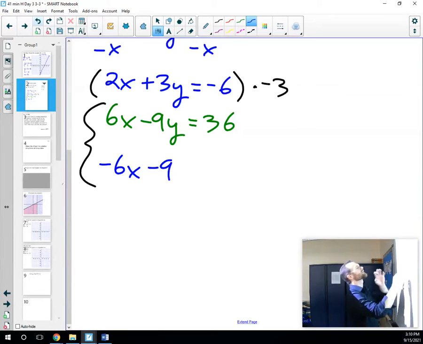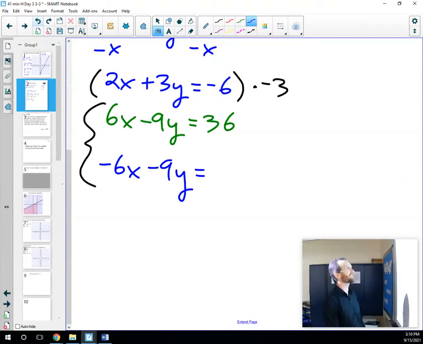Negative 3y times negative 3y is negative 9y. I'm trying to think and talk at the same time. It's not working. And then negative 6 times negative 3 is positive 18.